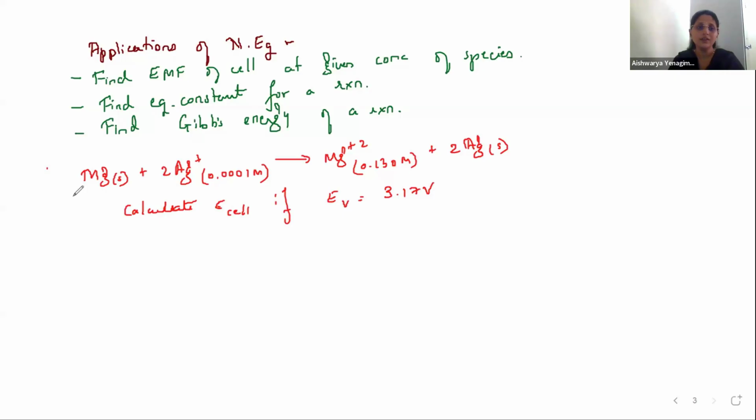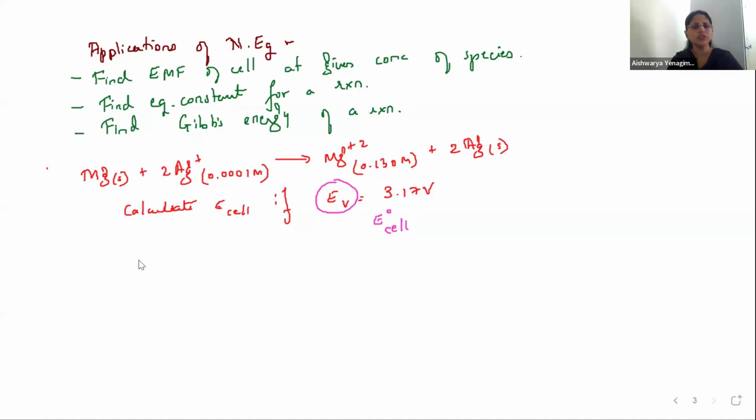What is EV? It is a new term, we have not studied it. So EV is basically E naught cell, the standard reduction potential of the cell. Fine. So let us see how we'll do it one by one.